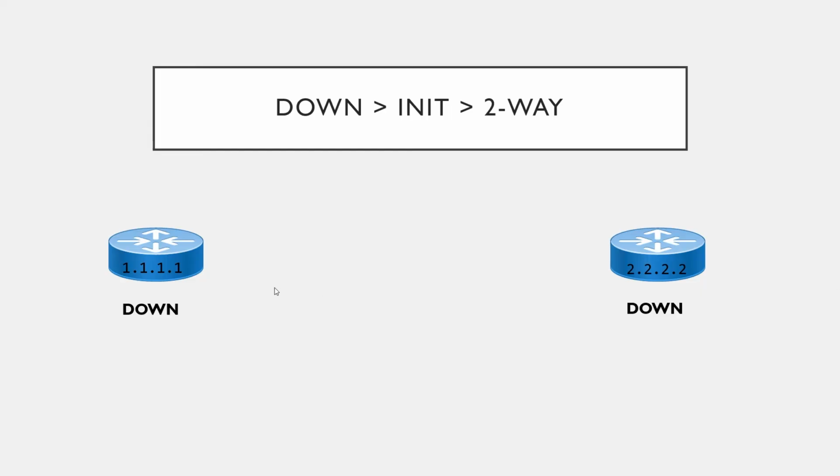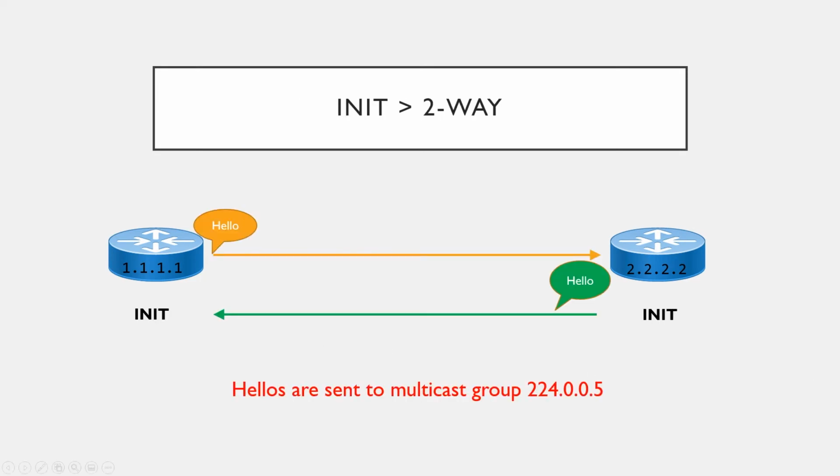All right, so in this diagram, we've got two routers. We've got R1 on the left with a router ID of 1.1.1.1, and on the right, we have R2 with the router ID of 2.2.2.2. And so they're going to start out in the down state, so we can just assume that maybe OSPF is not enabled. But once we enable OSPF, you'll see that they move into the init state.